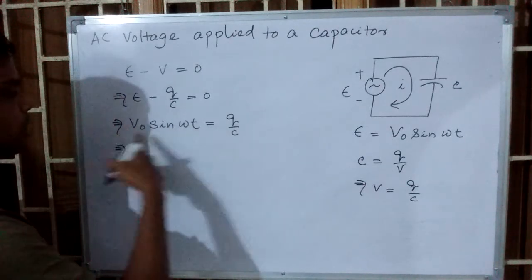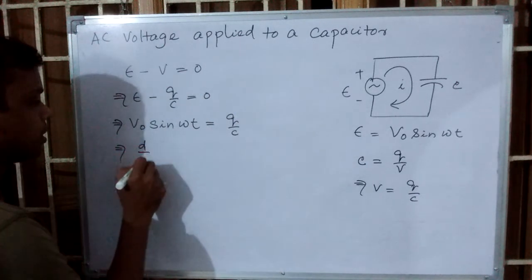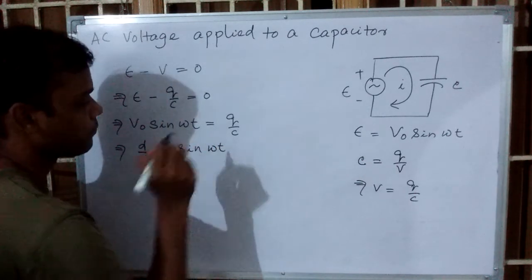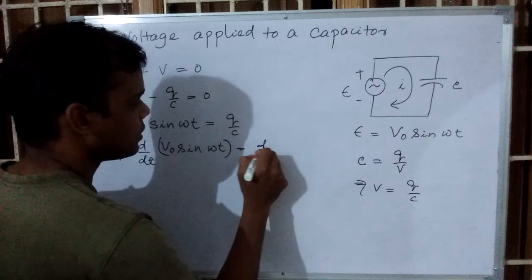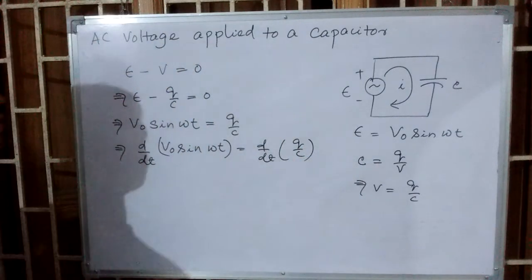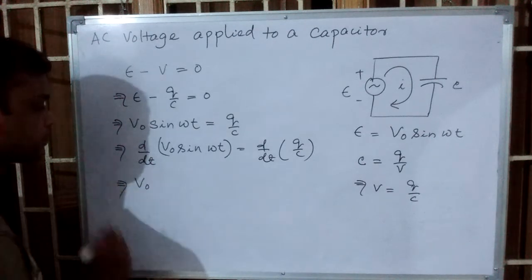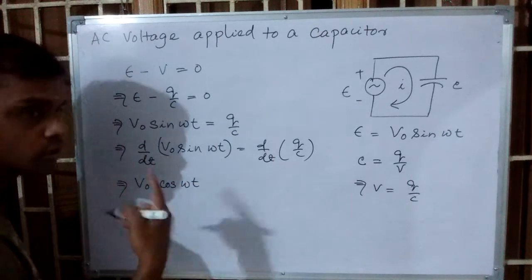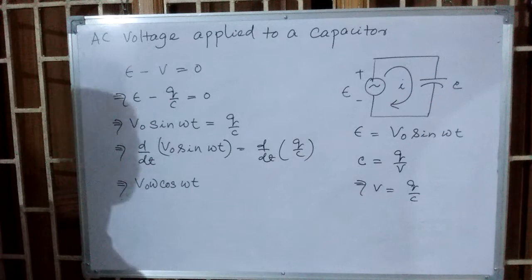Now differentiate both sides with respect to time. So d by dt of V naught sin omega t is equal to d by dt of Q by C. This implies V naught is constant, so take it outside. Sin omega t derivative is cos omega t into omega. So I will write omega here: V naught omega cos omega t.